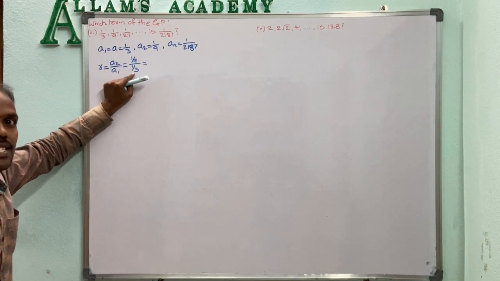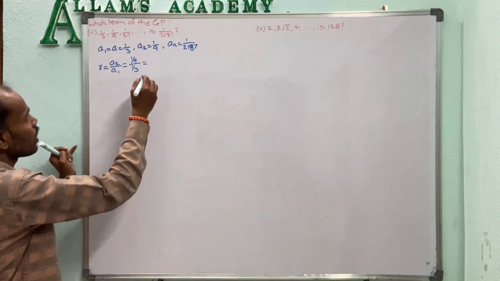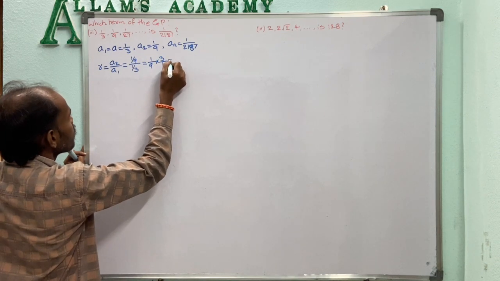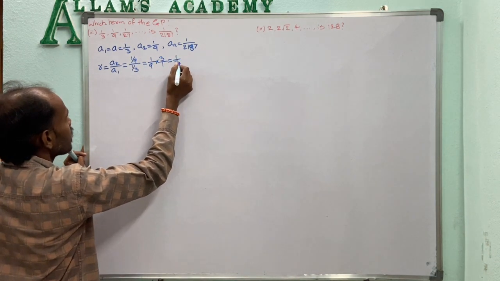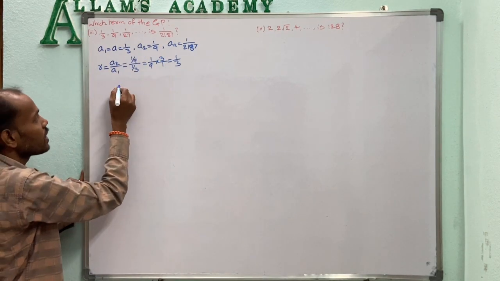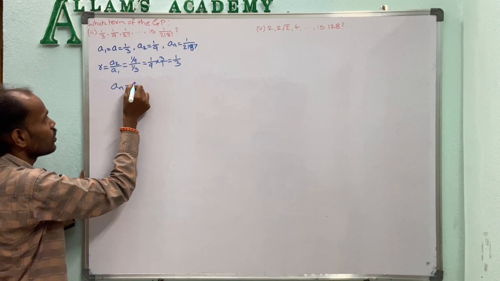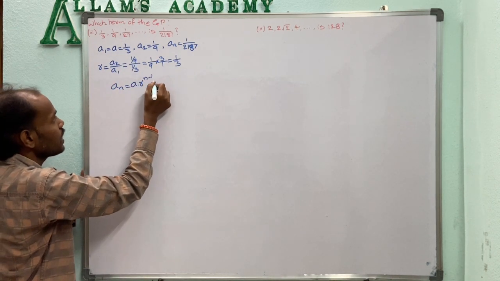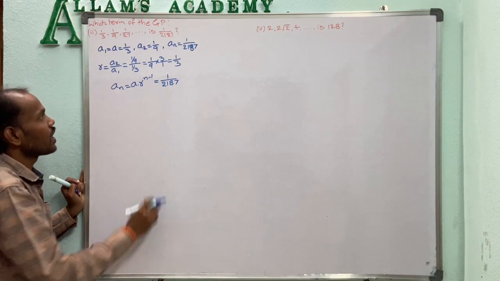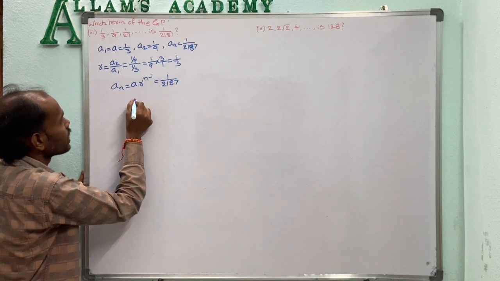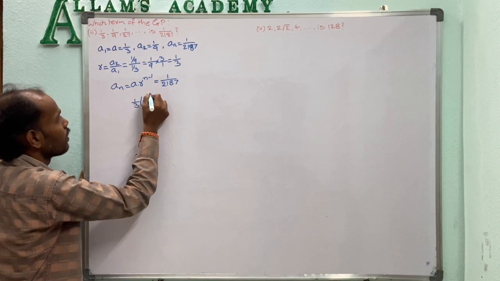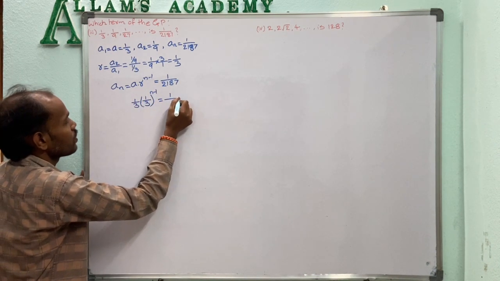So the denominator is in fractional form, so we multiply by its reciprocal: 1/9 into 3/1. So 3 ones are 3, 3 threes are 9, that is nothing but the common ratio is 1/3. Now we are given the nth term an is equal to a into r power n minus 1, that is equal to 1/2187. Now a is equal to 1/3 into r value 1/3 whole power n minus 1, that is equal to 1/2187.